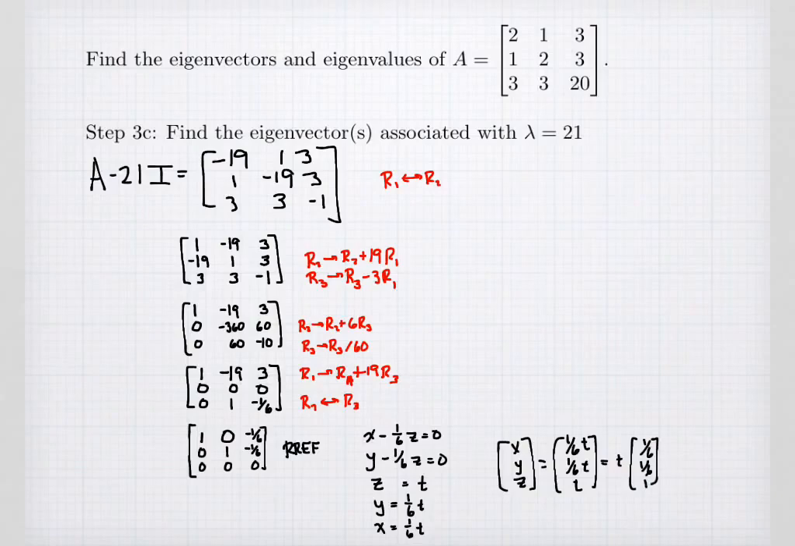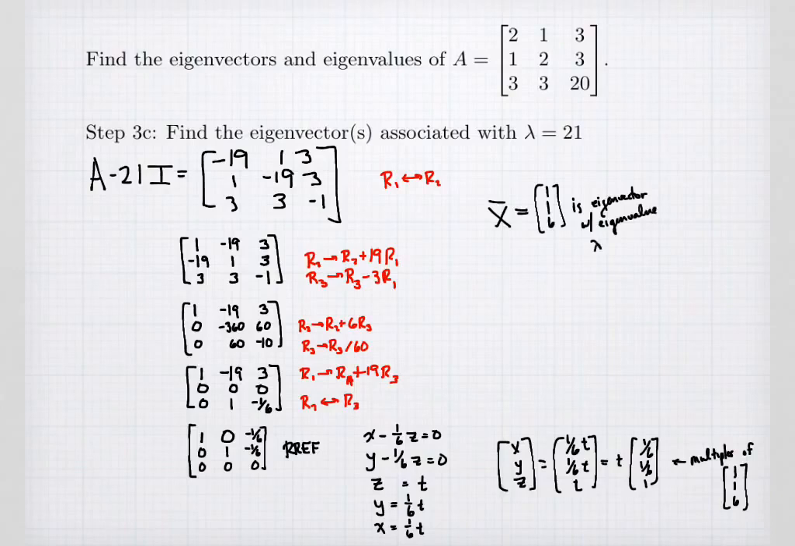And in particular, if I think of multiplying everything by 6, these are all multiples of 1, 1, 6. So this gives me a simple vector that I can think of as my eigenvector. 1, 1, 6 is an eigenvector with corresponding eigenvalue of lambda equals 21. And that gives me my third collection of eigenvectors, any scalar multiple of that.